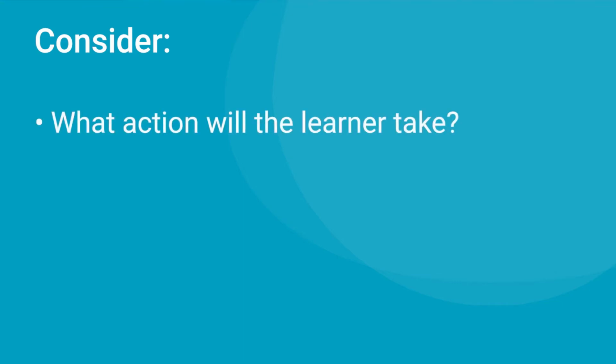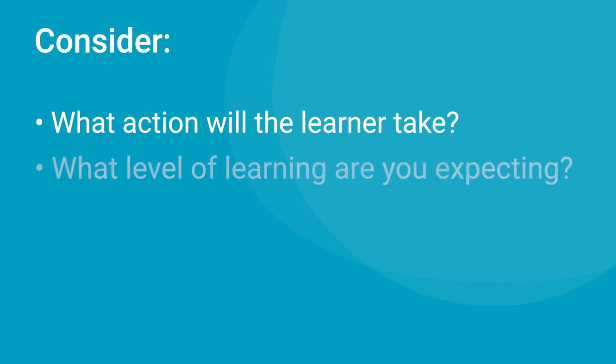The first is consider when you're writing objectives, what action will the learner take? What do you want them to do? The second is what learning objective, what level is appropriate? So if you're just providing knowledge or an overview of a model or a theory, that's not going to be the same as expecting the learner to actually create or develop or plan an activity, for example.